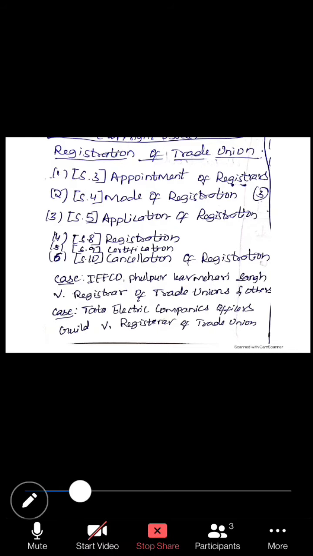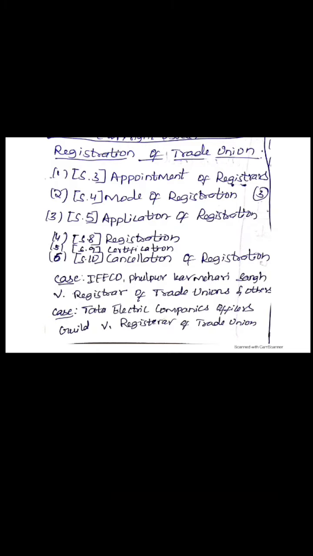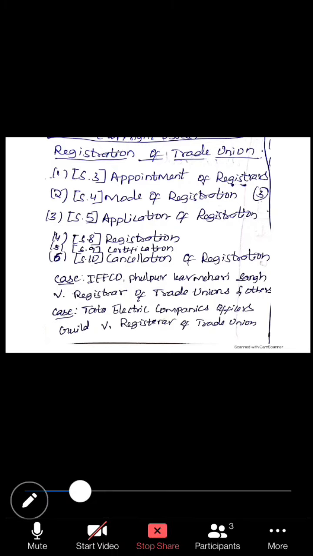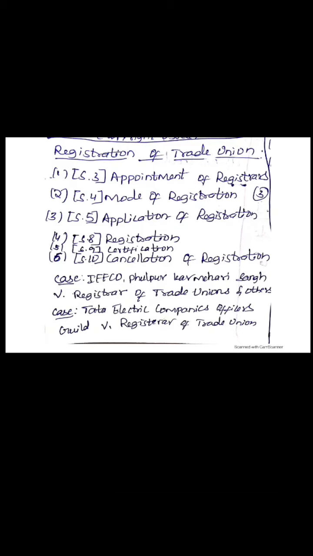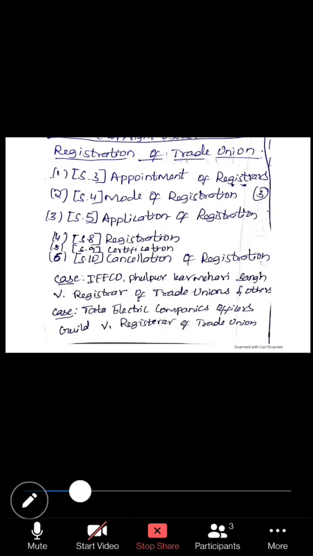In this case, once registered, the certificate of registration holds good until it is cancelled. The registrar registering a change of names of office bearers is not a registration of the trade union. It was held that if the registration is done, then it is permanent. No one can cancel it; until the trade union itself applies for cancellation, it will be a permanent registration.